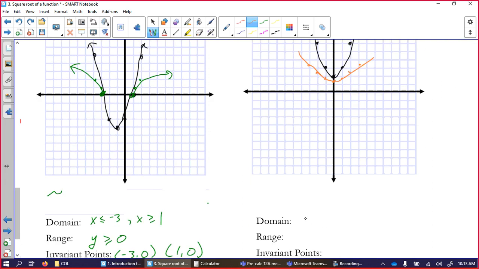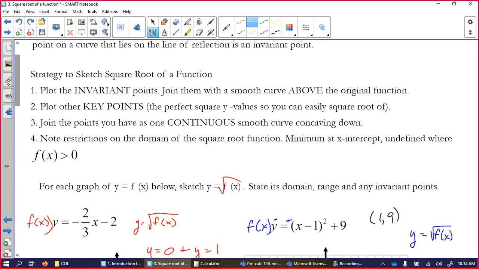Domain: x is part of the real numbers. x can be anything because it's never below the x-axis. Range: y is greater than or equal to, because the minimum is 2, and that is none. So this whole thing that's important in this little section is the idea of invariant points, points that don't change when you graph them. And that's what I should have gone through here.